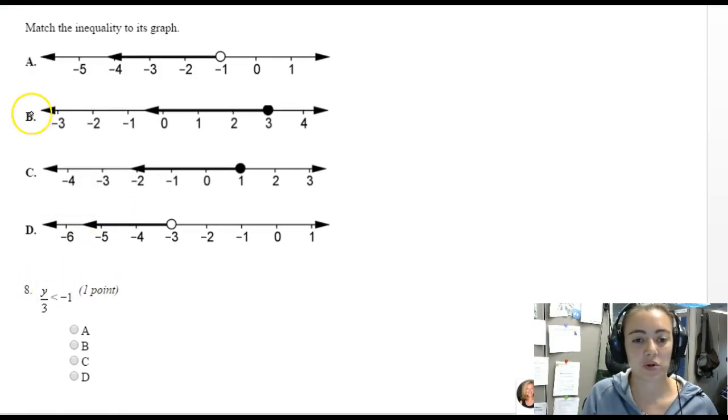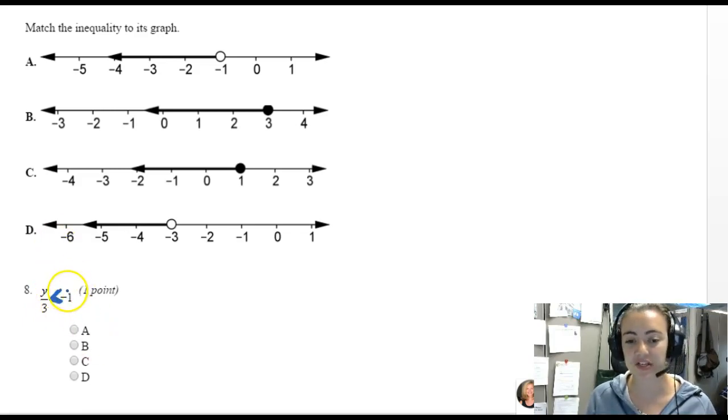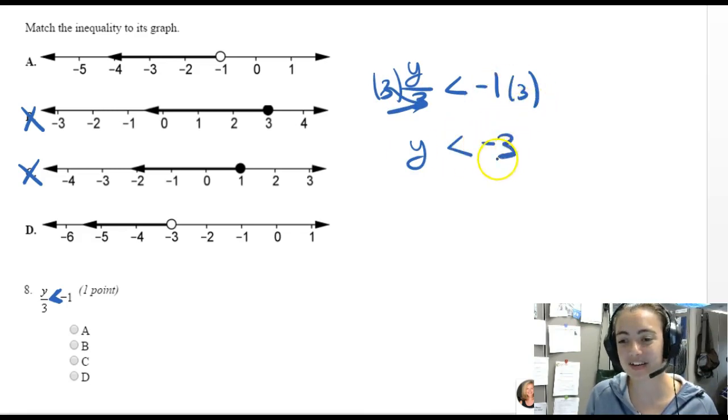For the next question, number 8, we're still matching. Again, look at that inequality symbol to narrow down our choices. It does not include the equal symbol, so it cannot be equal. It cannot be filled in at that value. So we have y divided by 3 is less than negative 1. To get y by itself, we can multiply by 3 on both sides. 3 divided by 3 is 1, so we have y. Negative 1 times 3 is negative 3, so we have y is less than negative 3, which looks like D.